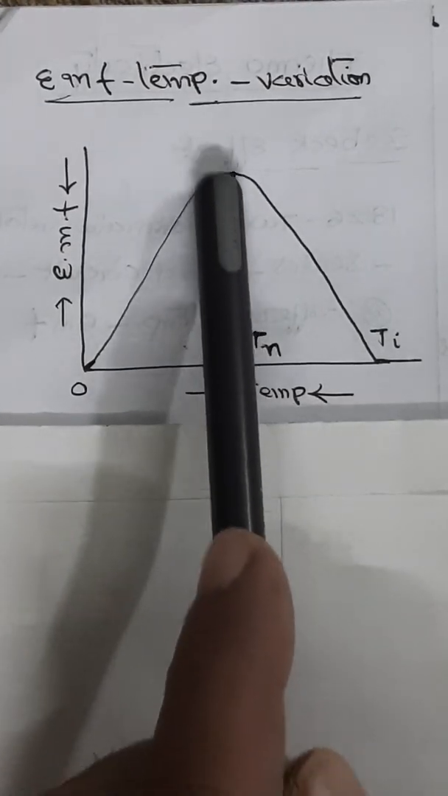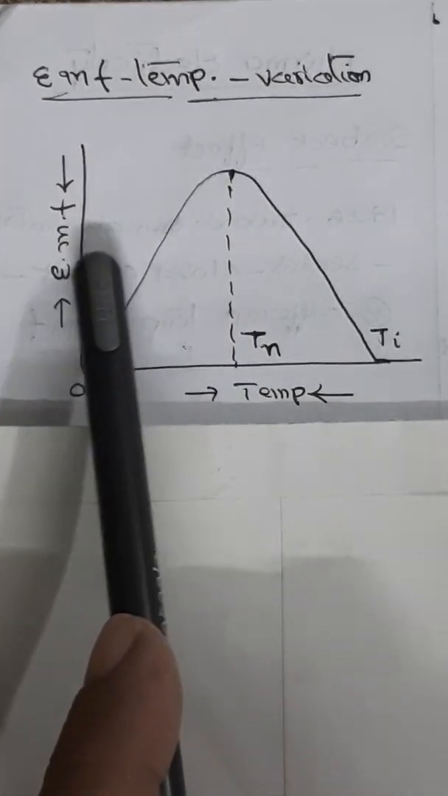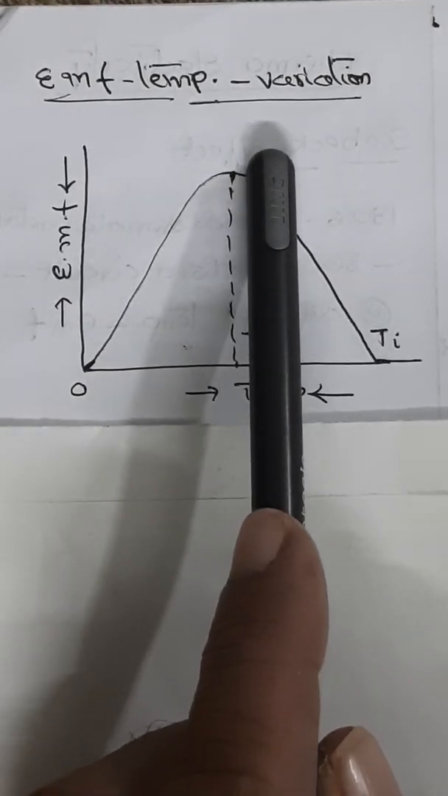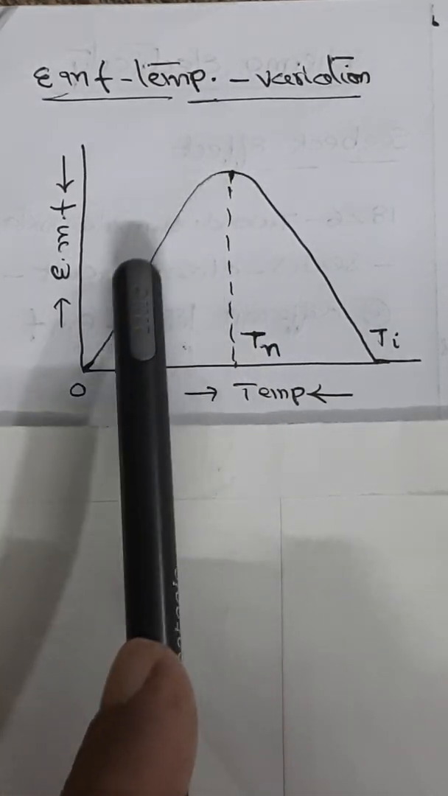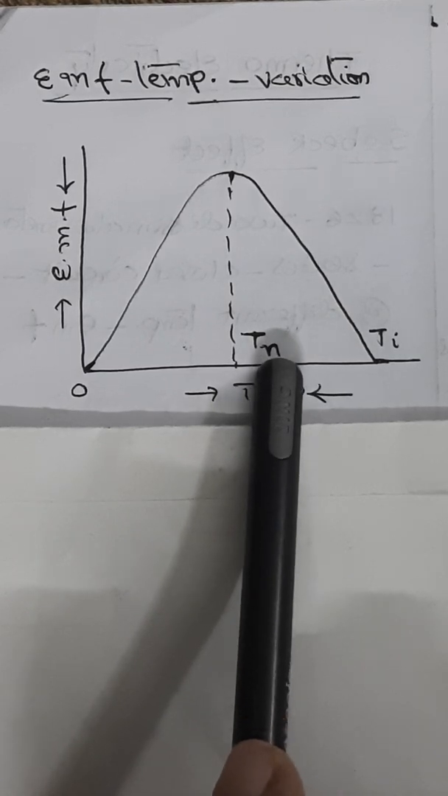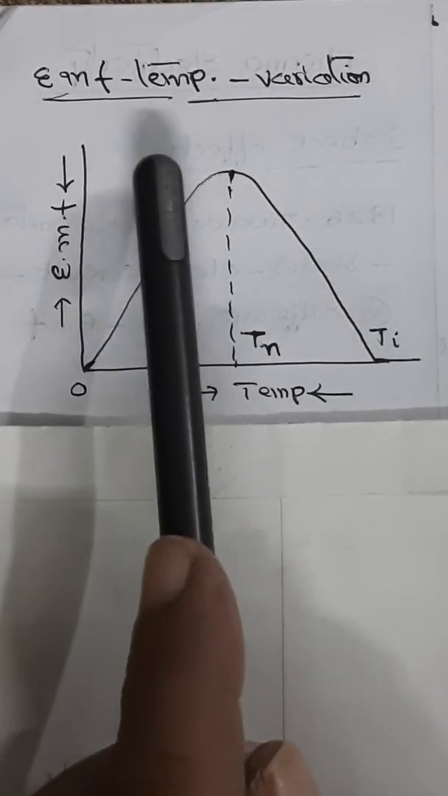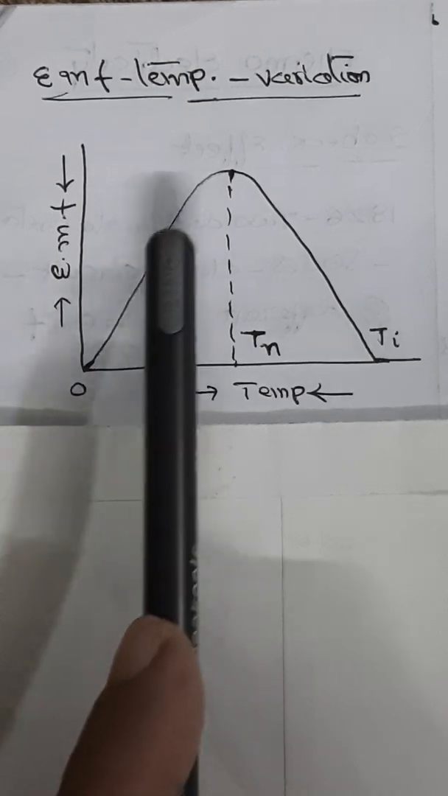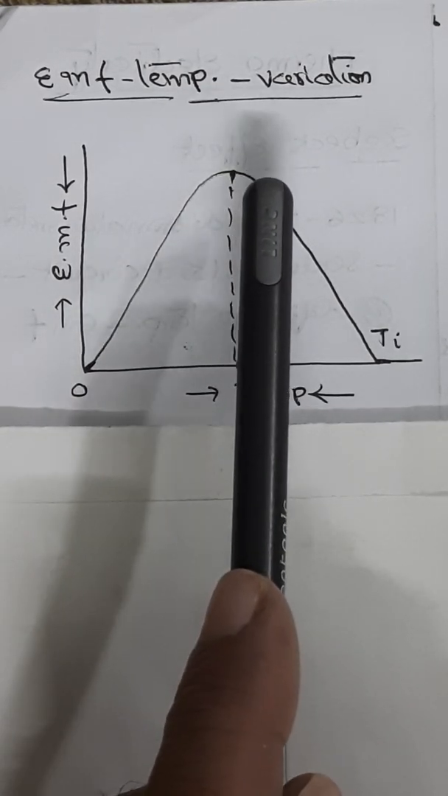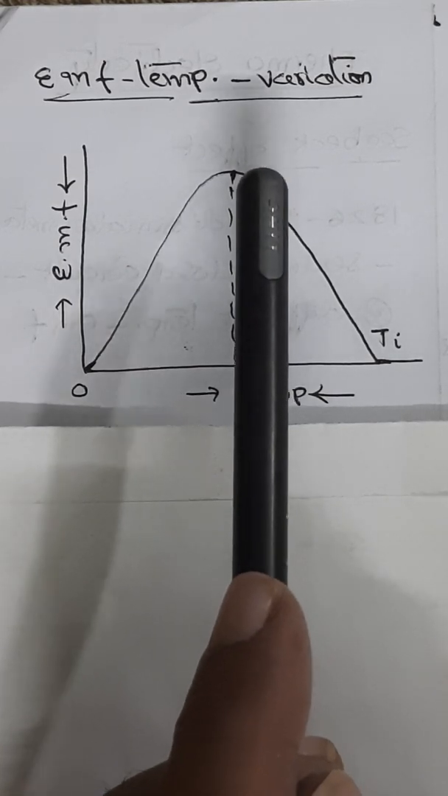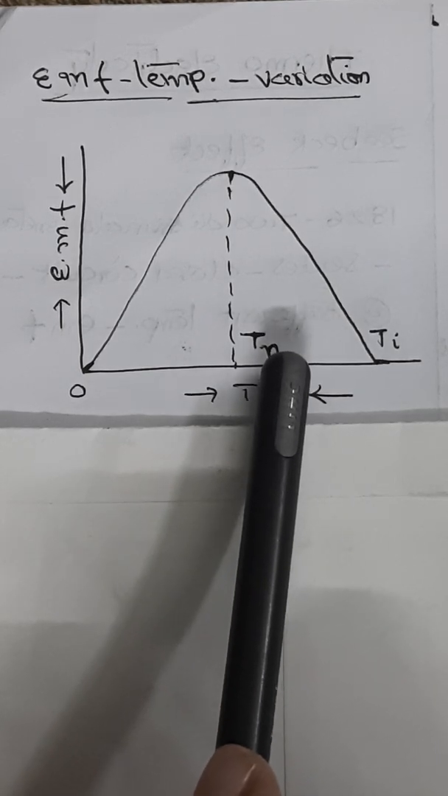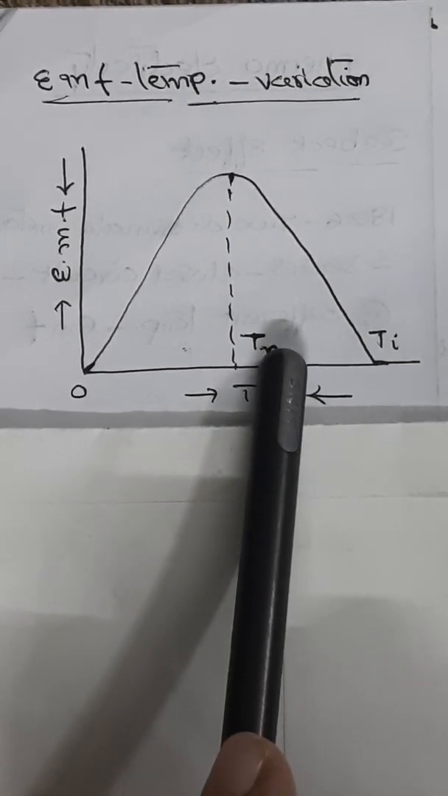This temperature of the hot junction at which maximum EMF flows is constant for a given couple, and this is what is known as the neutral temperature. It is denoted as Tn. That is, the temperature of the hot junction at which maximum EMF flows is a constant for a given couple, and it is known as the neutral temperature, Tn, for the couple.